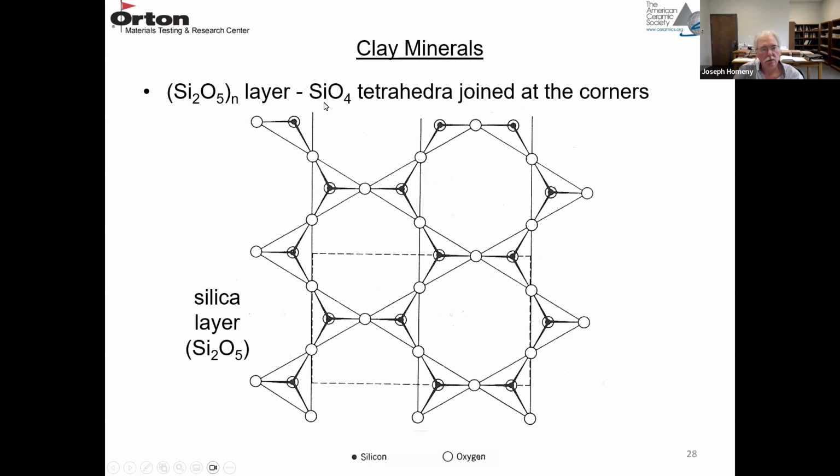So this is what the silica layer looks like. SiO4 tetrahedra joined at the corners. So this is a silica layer, Si2O5. The open circles are oxygen. The small black circles are silicon. So each silicon is sitting in an oxygen tetrahedron. So here's 1, 2, 3, and here's your fourth oxygen. It can either be above or below the plane. And they're all joined at the corners by their oxygens. So that's the silica layer.